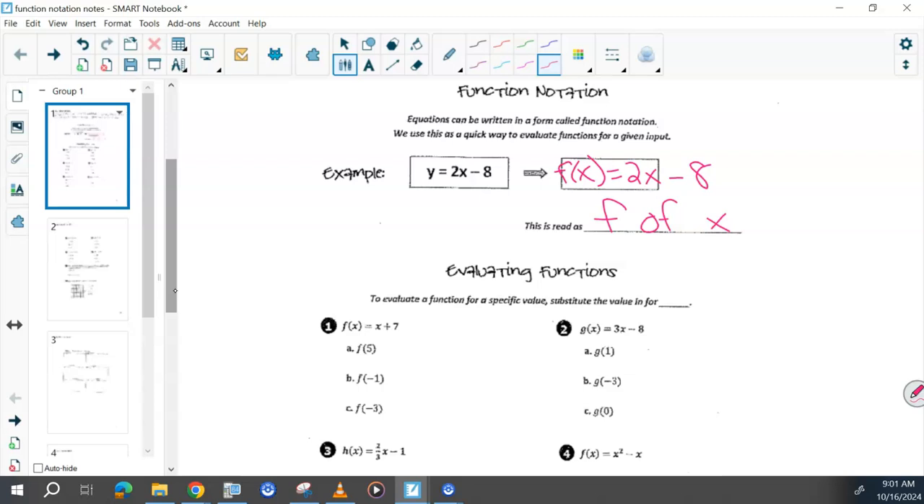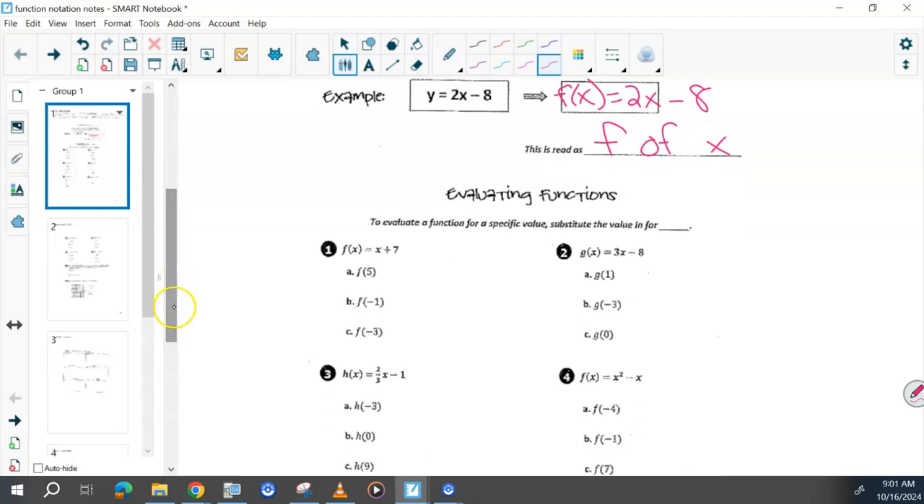And they may change the letters, and you may see g of x, h of x, j of x, k of x. That part doesn't matter. It's still y, no matter what. So when we evaluate in function notation, we're going to be looking for a specific value. We'll be given a specific value that we substitute or put in place of x.